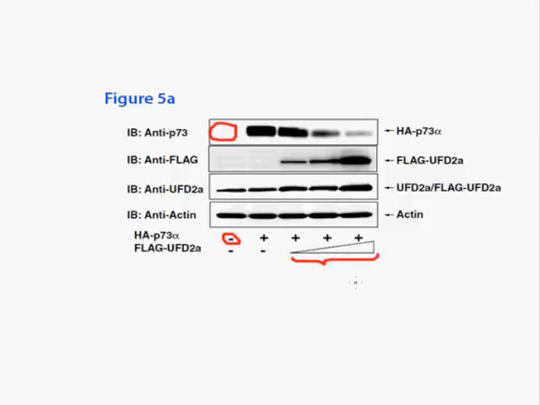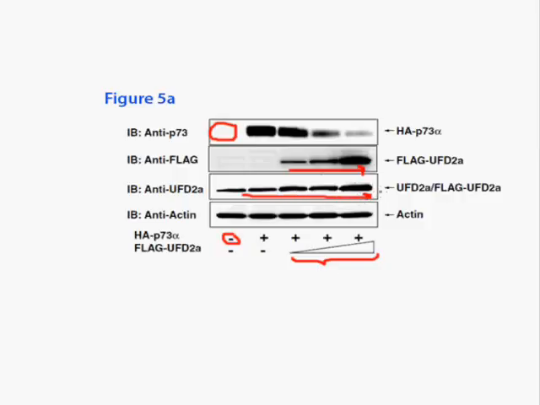Next, in some of these lanes, the cells were co-transfected with the plasmid for flag tag UFD2a, which expresses the protein in various amounts. As you can see from this panel, this is an immunoblot against the flag tag on UFD2a, and it can be seen that the levels of UFD2a introduced on the plasmid increase. This panel just shows the overall levels of UFD2a, so both endogenous and flag tagged UFD2a from the plasmids, and they're shown to increase as well.